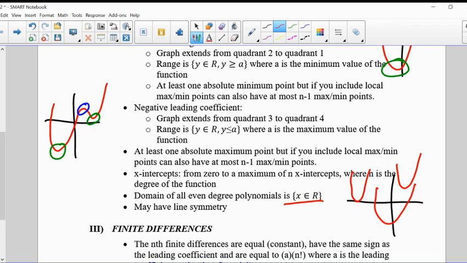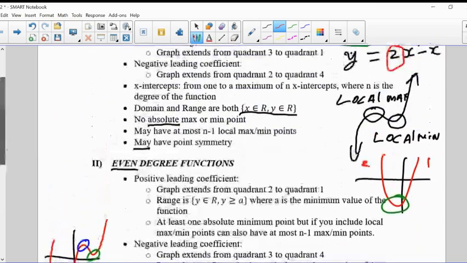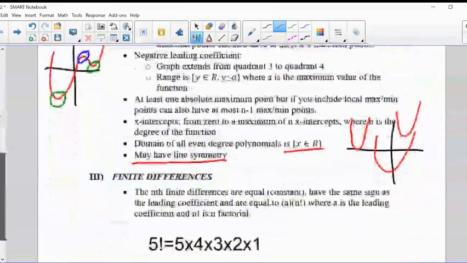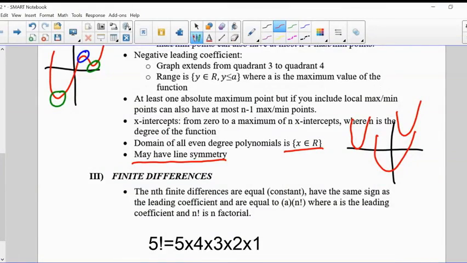If it's going to have symmetry, it will have line symmetry, right? So remember I said earlier on that if there's going to be symmetry for the odd degree function, it will be point symmetry. Now I'm saying that if there is any symmetry on the even degree functions, it will be line symmetry instead, but not point symmetry.